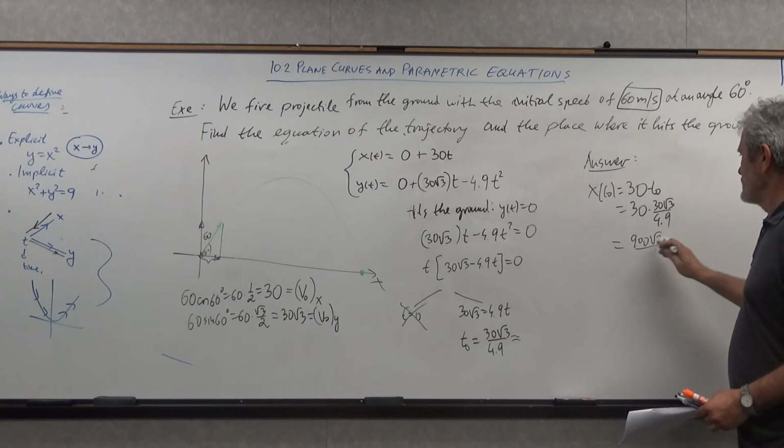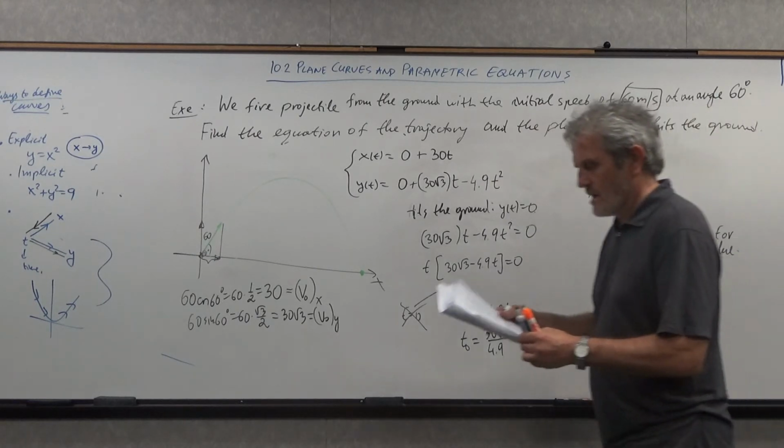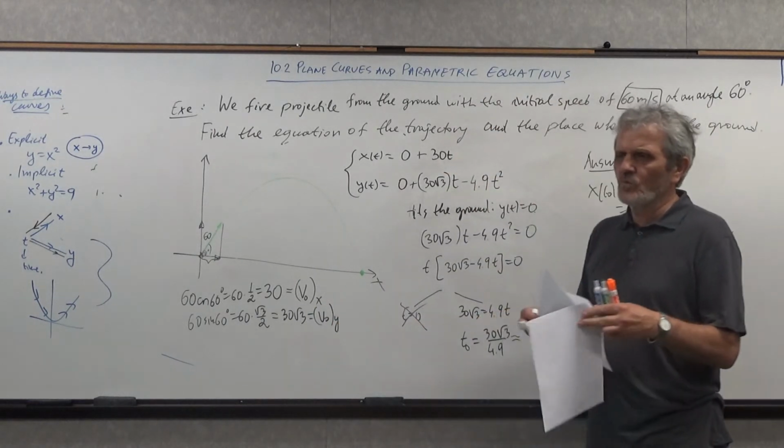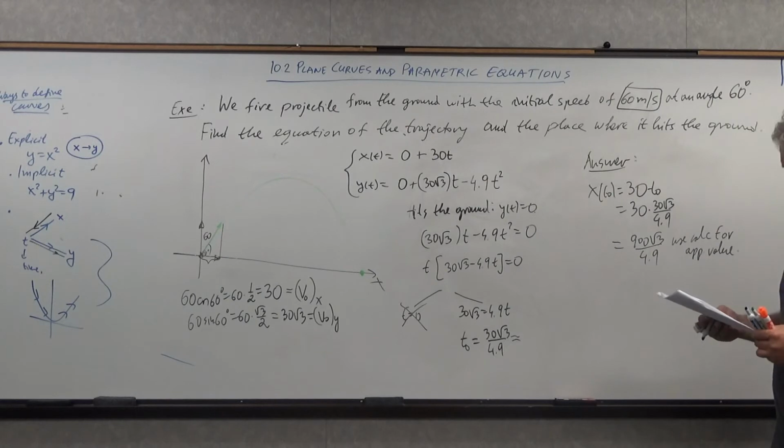900 root 3 over 4.9. And I got in my notes 180 root 3, and that would be true here. But with 4.9 it will be a little different. So just use calculator for approximate. All right. As I mentioned, we'll do a separate video explaining how to use calculator to draw parametric curves.